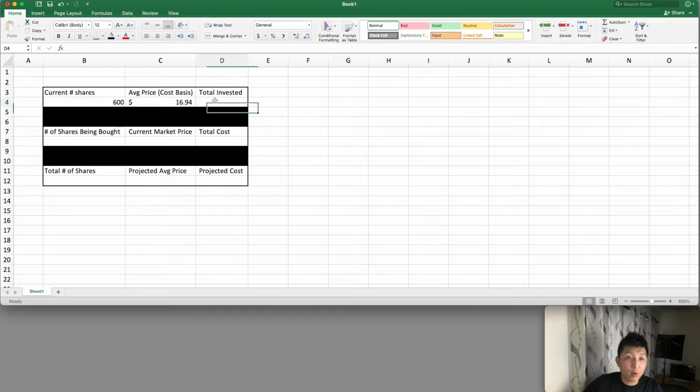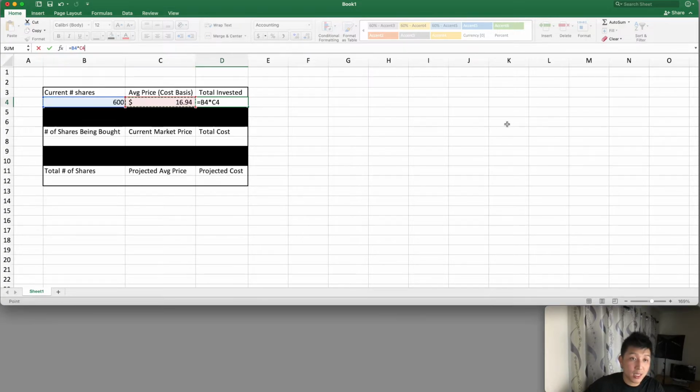So $16.94, and for the total investment, if you guys are familiar with Excel or a spreadsheet, the formula is to put the equal sign and then this cell times this cell, and it'll give you your total invested amount. So let's say you bought 600 shares in the past and the average price of the share is $16.94. Then your total invested amount is $10,164.